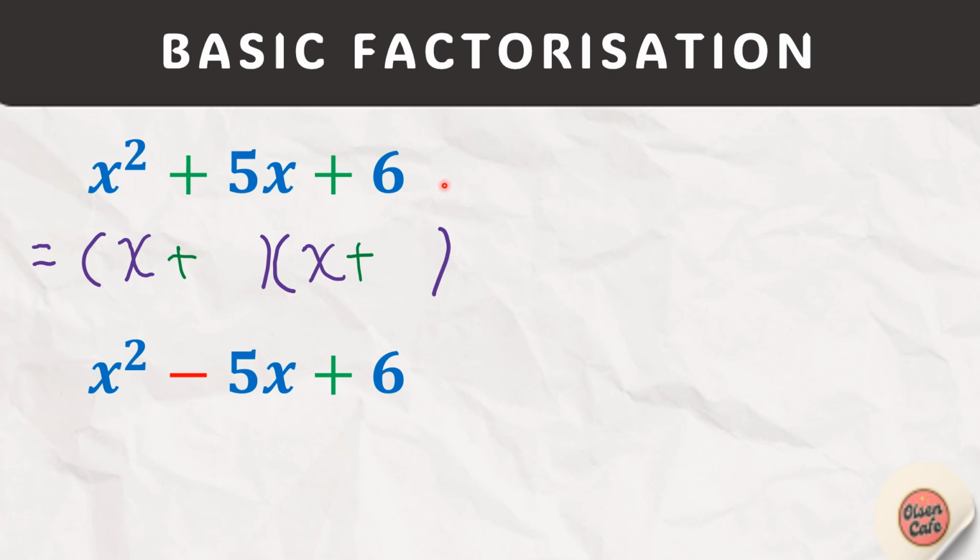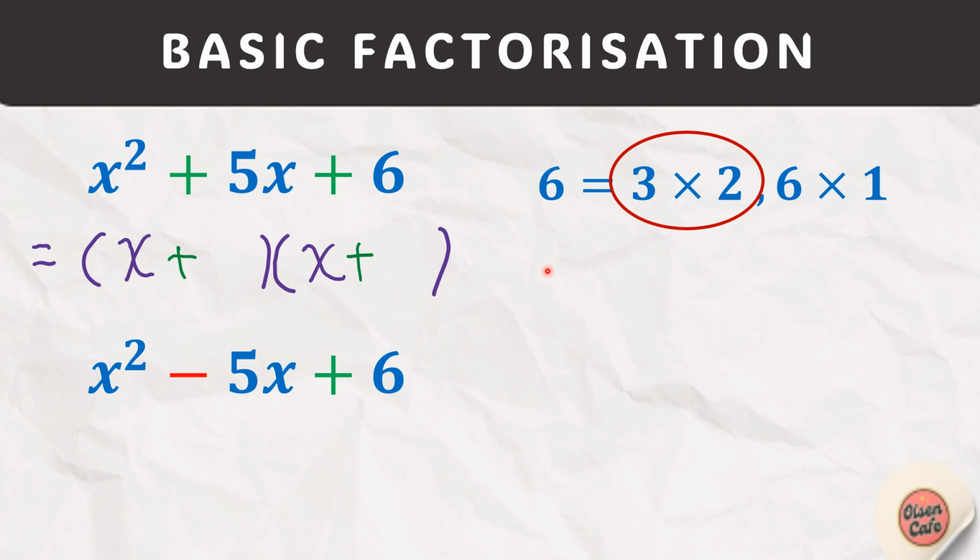So here, we will take a look at 6. 6 can be a product of 3 times 2 or 6 times 1. So what I need to check is which combination, when you sum the two together, will give you 5x. It's quite easy to identify that I will get 3 times 2, which means 5x is actually equal to 3x plus 2x. So when I put the signs here, I will get x plus 3 times x plus 2, and this will give me the factors of x squared plus 5x plus 6.